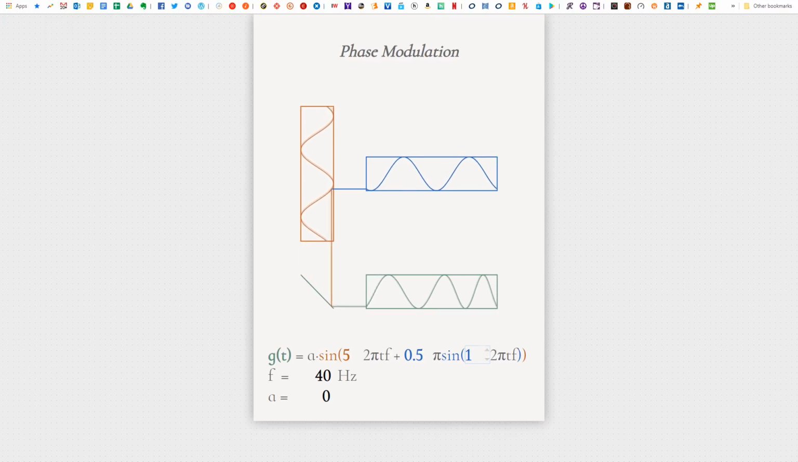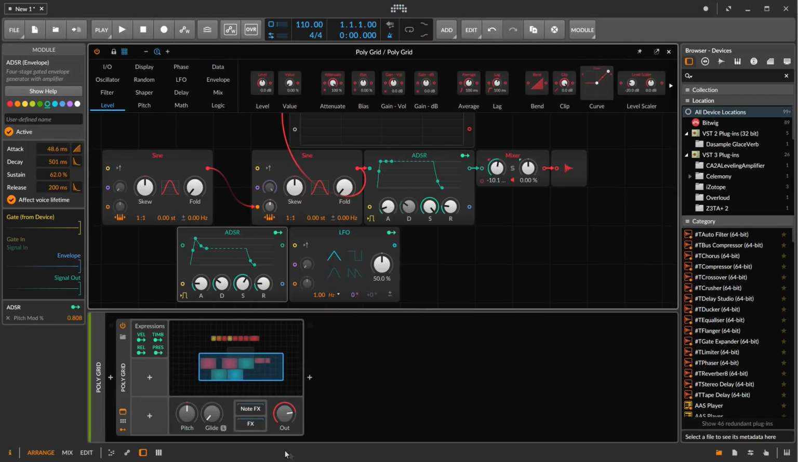So anyway, going back to the polygrid here, there is no way that I can see to do true frequency modulation that's going to be useful. You can do this, and that sounds interesting, but that's not the same thing as what a DX7 does. If you want to do the same thing that a DX7 does, you got to plug into the phase hole here. And then now we're getting something that sounds a lot more like a DX7.